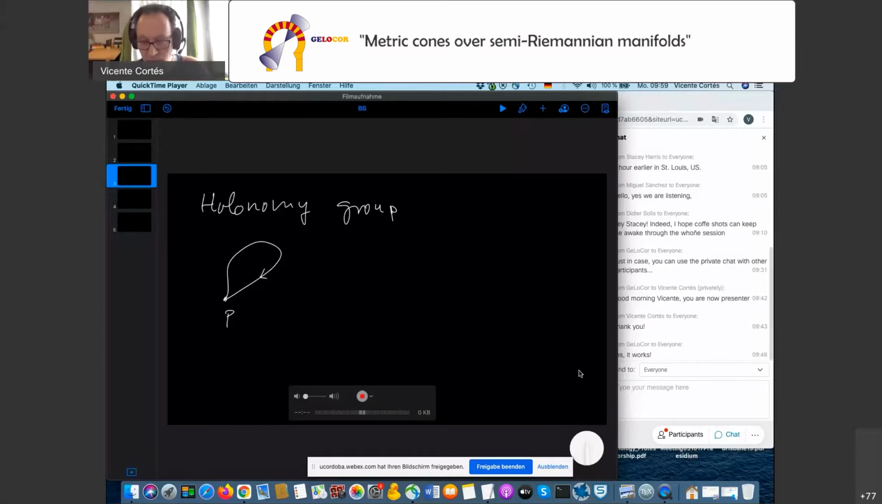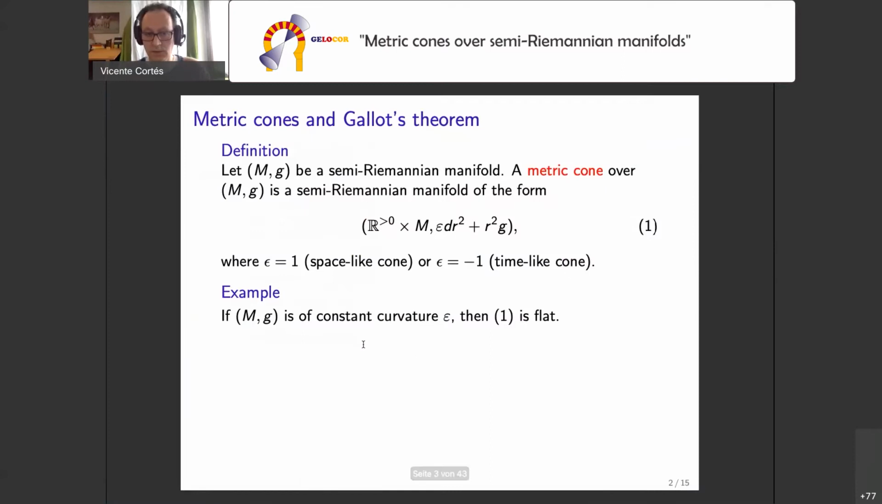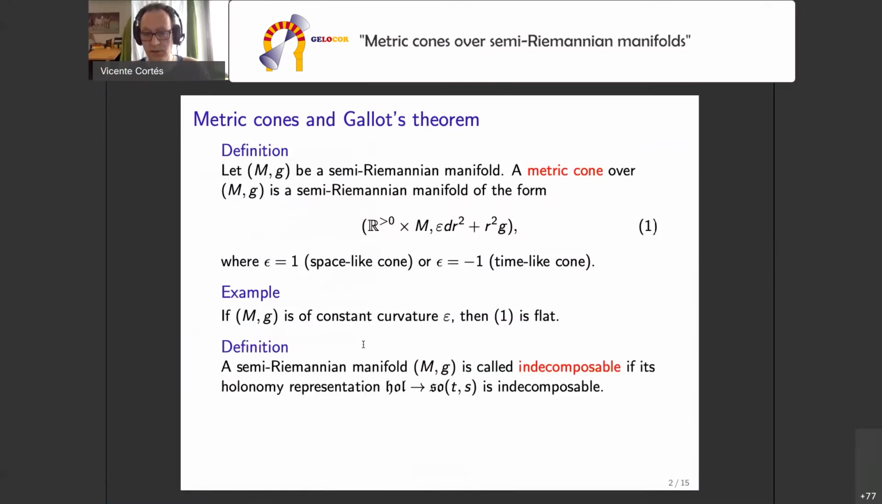Okay, so let us return to the slides. This indecomposability means geometrically precisely that you cannot write the manifold locally as a product of two semi-Riemannian manifolds with a product metric. So this is not possible if a manifold is indecomposable.